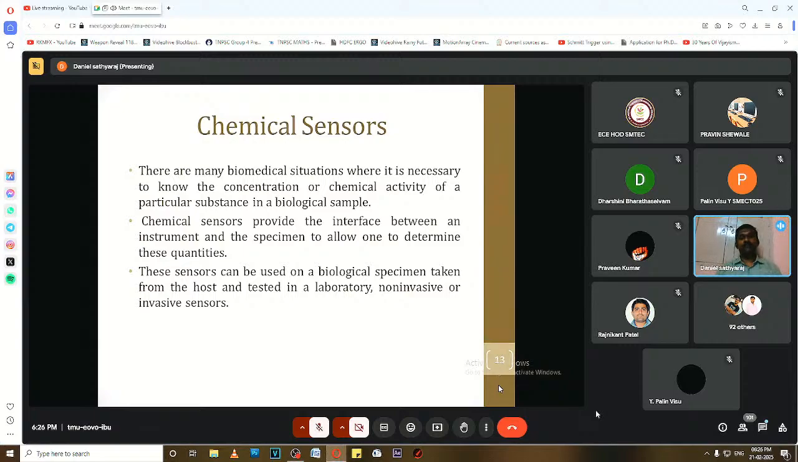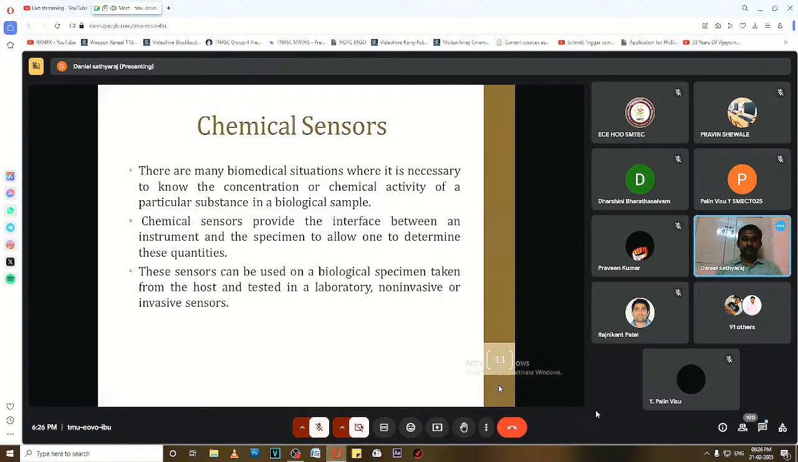physical sensors. The second category of sensors is the chemical sensors. In many biomedical situations, it is necessary to know the concentration or chemical activity of a particular substance in a biological sample. These sensors provide the interface between the instrument and the specimen to allow determining this quantity. For any concentration, the sensor has to be in contact with it, and it will take the concentration of the substance into account and measure it.